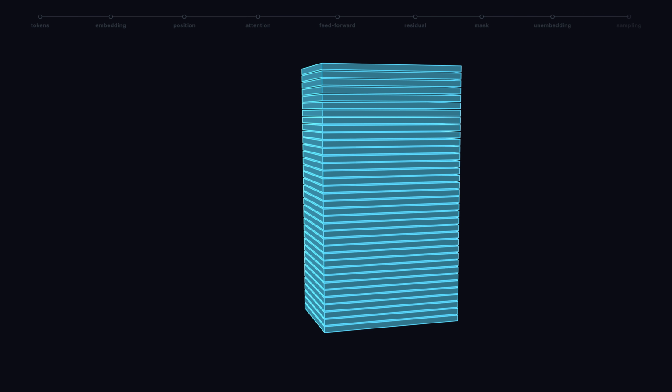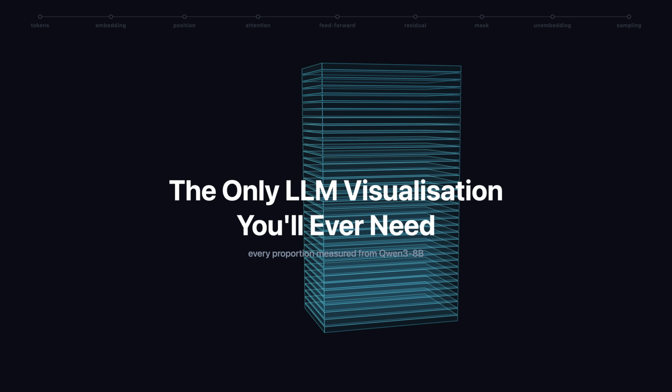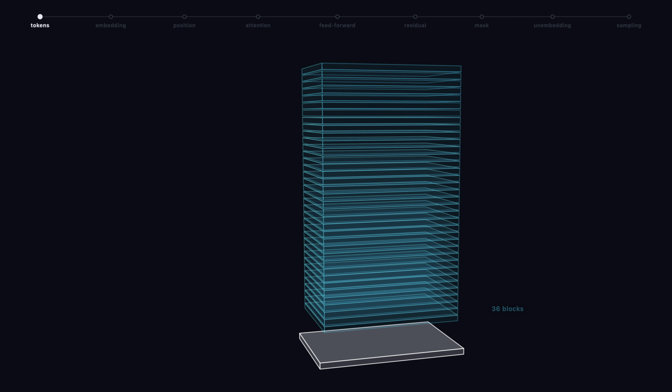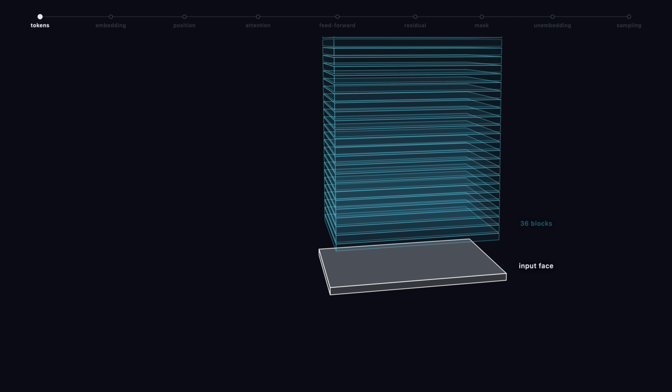And here is the route we are going to walk through it, in the order the model actually uses it. Tokens, the embedding table, position, attention, the feed-forward network, the stream running past both of them, the mask, the unembedding, and the thing that finally picks a word. One machine, and by the end, every part of it will have a name. Let's put something in. The capital of Taiwan is.